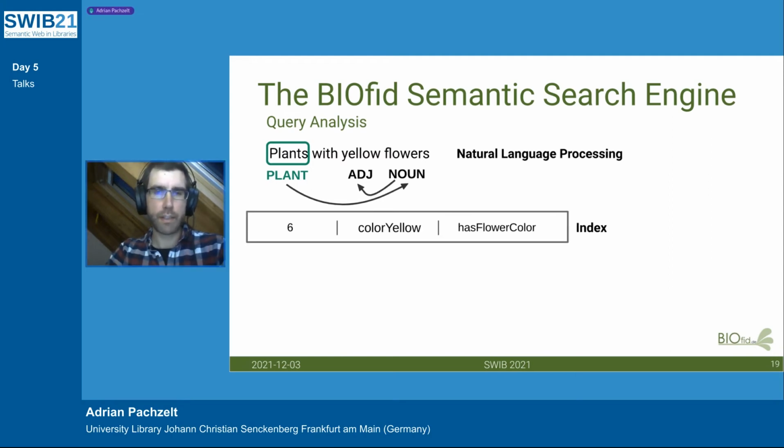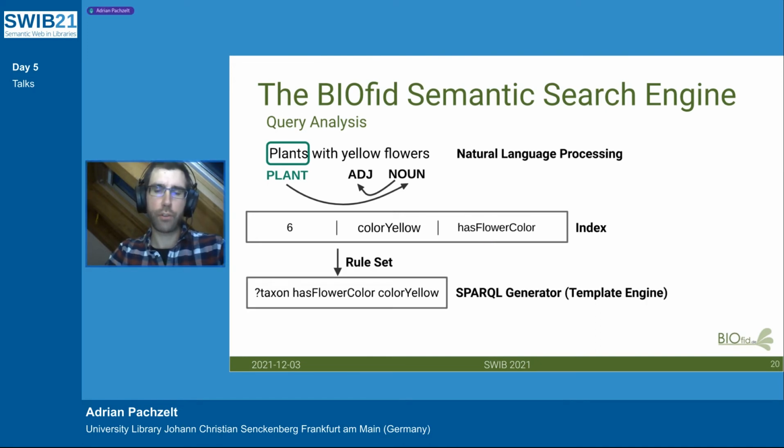The index database, on the other side, will return the respective values for these strings. In this case, we saw it in the index database: plants has the ID 6, here just for demonstration purposes. Yellow has the ID color yellow, and flowers has the ID has flower color.